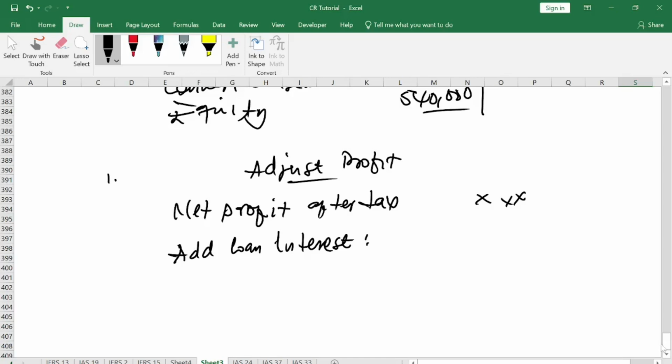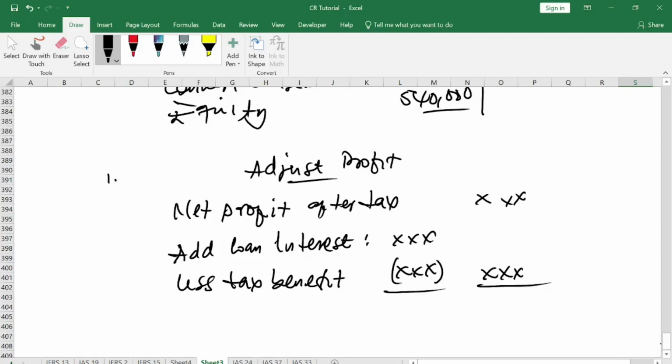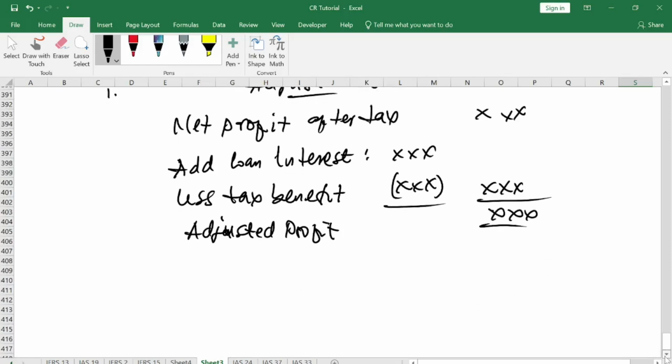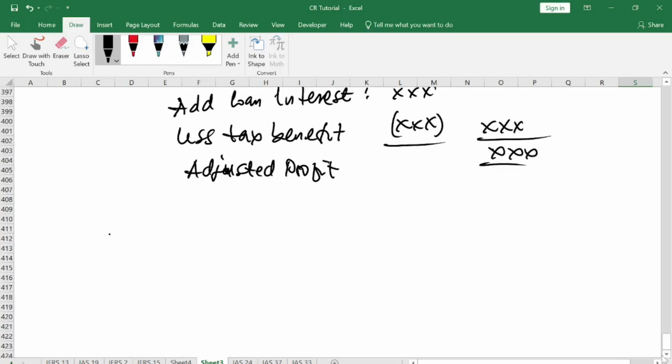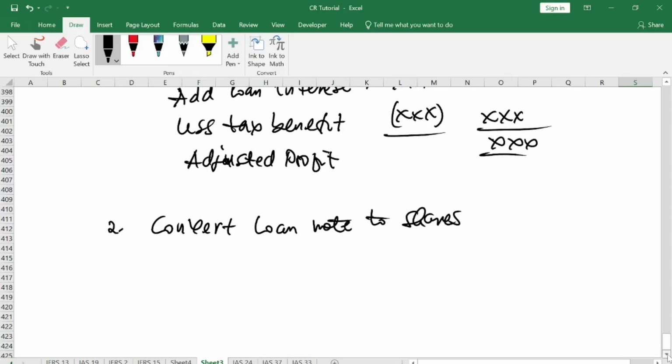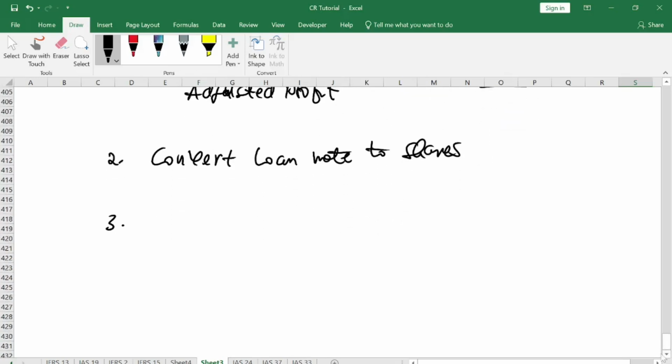So if you are coming to add this interest to this profit, then you have to charge tax on it before you add it. So you say less tax benefit. Whatever you have left, you bring it here, and whatever you get is what you call adjusted profit. Now the second step is to convert loan note to shares. Simple. When you are done, the third one is to find your WANS.